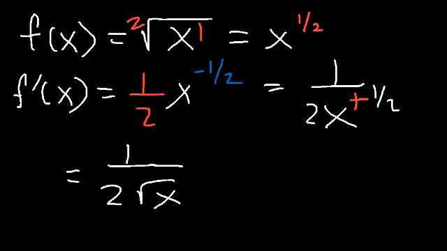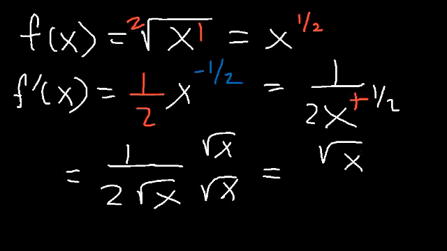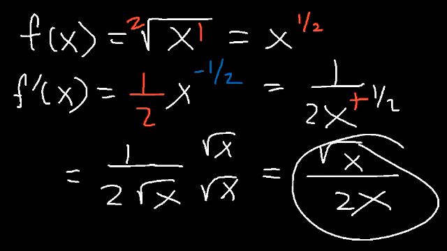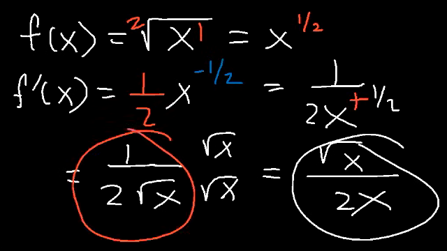Now, if you want to rationalize it, you can multiply top and bottom by radical x. The square root of x times the square root of x is the square root of x squared, which is x. So you can leave the answer like this as well. But this is the most common form of the answer.